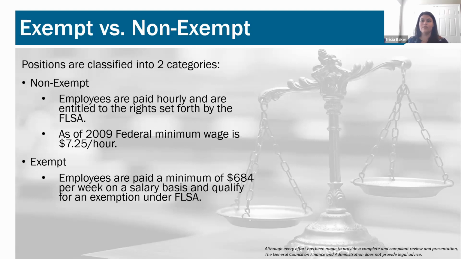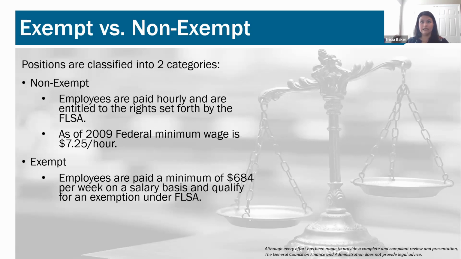Exempt staff members, those are employees who are paid on a salaried basis. So they are paid at least $684 per week to be exempt from the Fair Labor Standards Act. So there are two different components to whether or not someone's exempt. You look at the job duties that they have and the responsibilities that they have in terms of their job. And then you also look at how much they're paid.